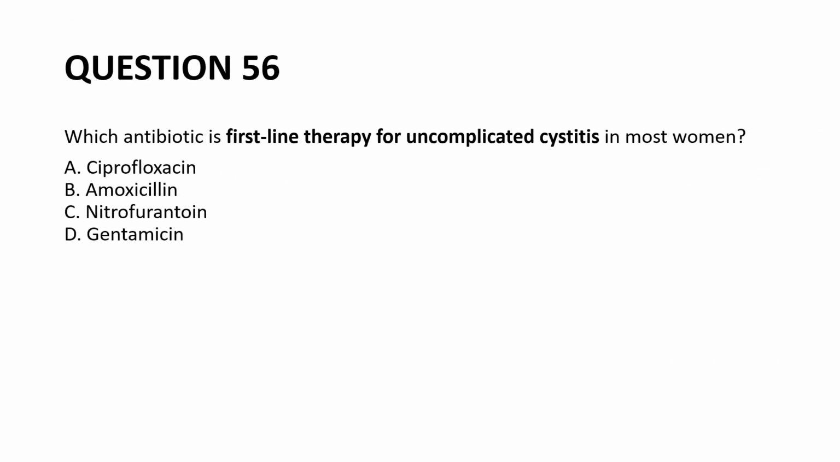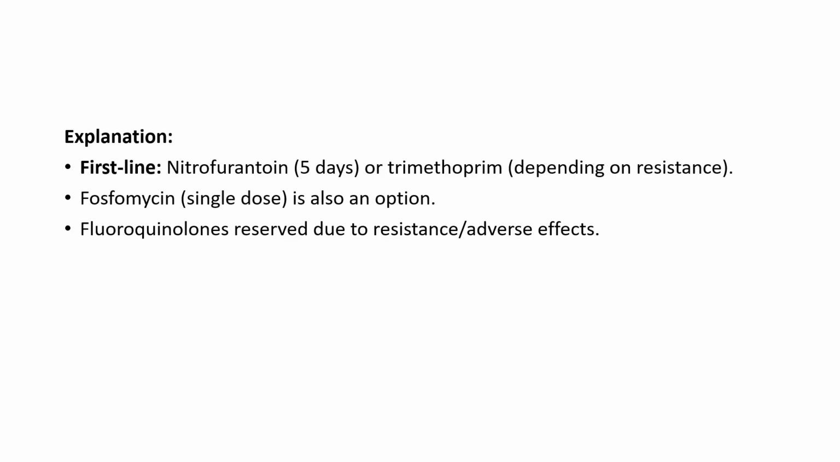Which antibiotic is first-line therapy for uncomplicated cystitis in most women? Ciprofloxacin, amoxicillin, nitrofurantoin, gentamicin. The correct option is nitrofurantoin. Nitrofurantoin is the preferred first-line drug for uncomplicated cystitis. Alternatives are trimethoprim or fosfomycin, depending on the resistance pattern. Fluoroquinolones are reserved due to resistance and adverse effects.